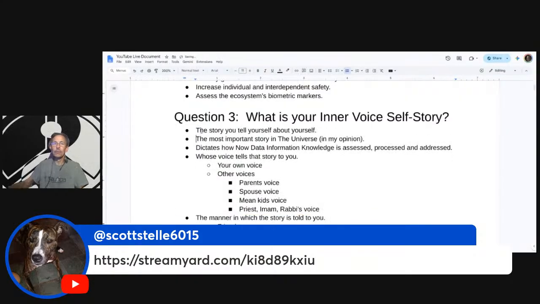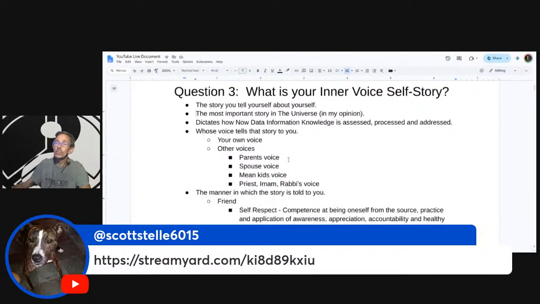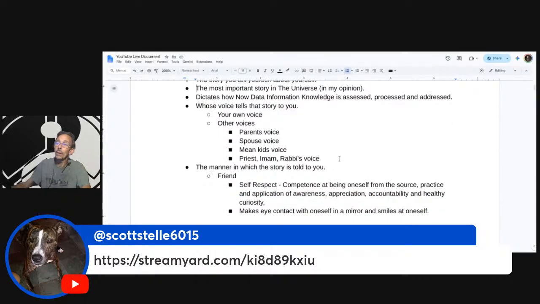Maybe put that there. The story you tell yourself about yourself, the most important story in the universe, in my opinion. It dictates how now data, information, knowledge is assessed, processed, and addressed. It is whose voice tells that story too. Your own voice, others' voices, parents' voices, spouses' voices, mean kids' voices, priests, imams, rabbis' voices.